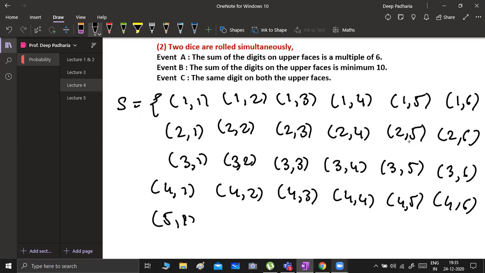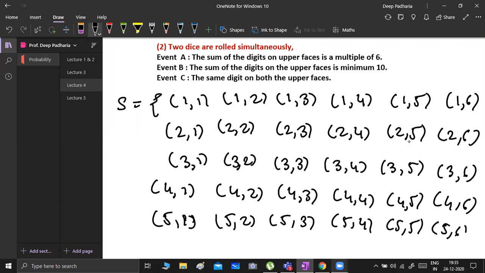5,1, 5,2, 5,3, 5,4, 5,5 and 5,6. And last that will be 6,1, 6,2, 6,3, 6,4.